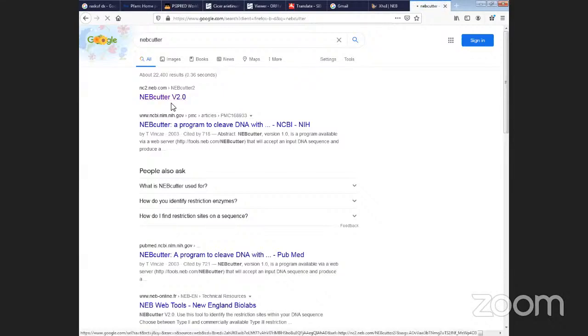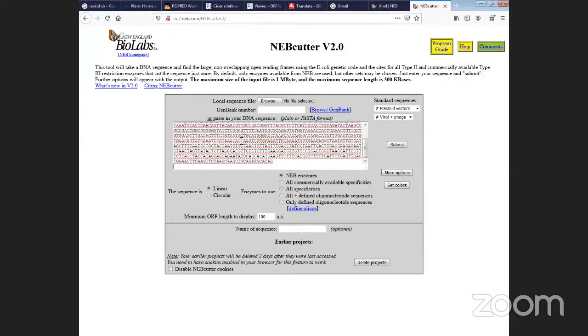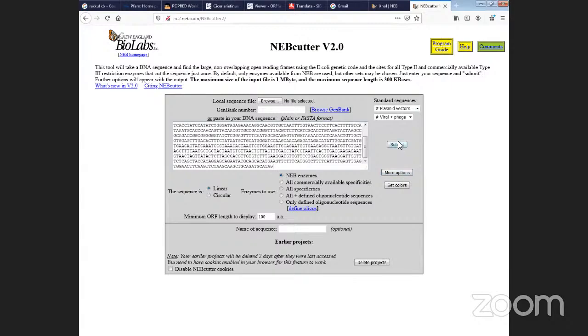I will run it again today to show you, because your vector has limited restriction sites. So we have to look for the restriction sites which are compatible with your expression vector. This is the 807 base pair sequence, and now I have clicked here. I hope all of you are able to see.